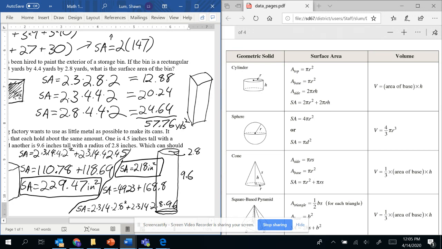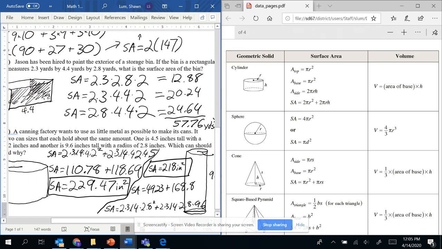So which of these cans is a little bit better in terms of using less material? Well, it seems like this can is a little bit better for using a little bit less material.